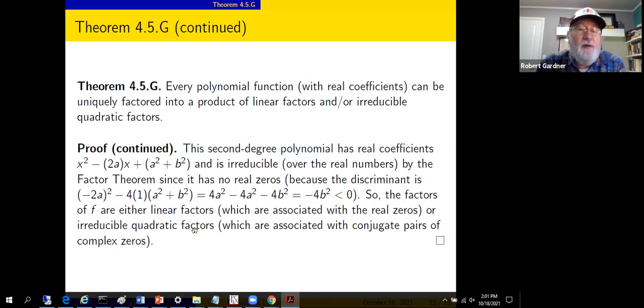So the factors of f are either the linear factors, these are associated with the real zeros of the form x minus real root, or irreducible quadratics, and these are associated with the conjugate pairs, a plus bi and a minus bi, that you know must be the case whenever you deal with a polynomial function with real coefficients. So that's the reason, and that's the proof of why a polynomial function with real coefficients can be factored into a product of linear terms and irreducible quadratics.